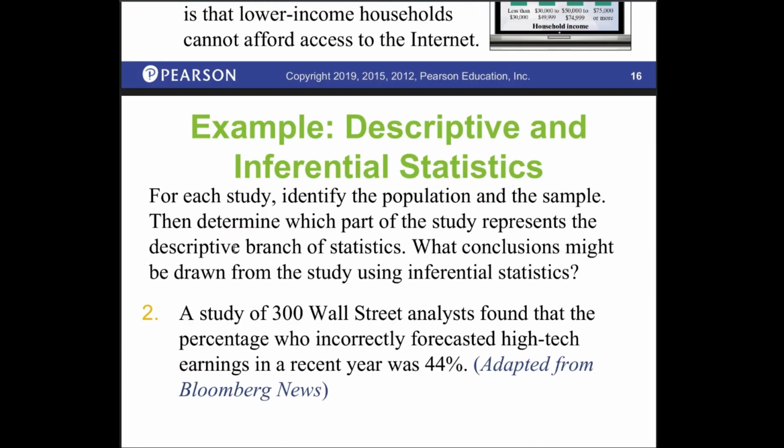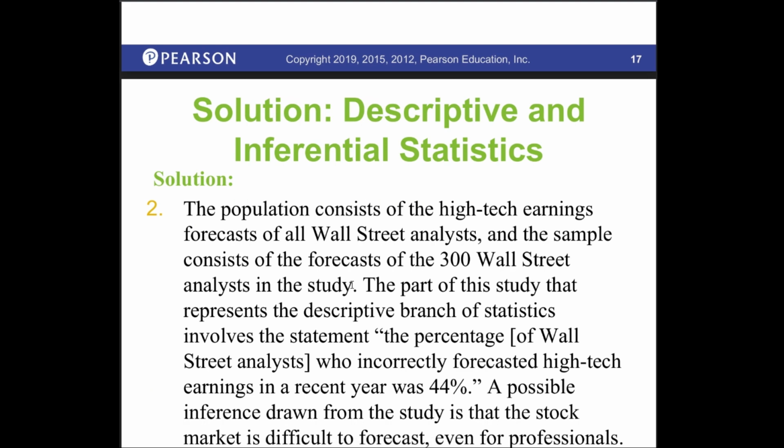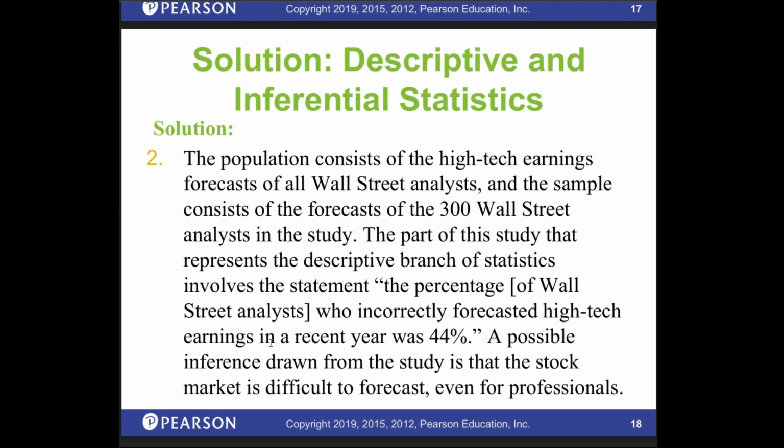Another example would be a study of 300 Wall Street analysts that found that the percentage who incorrectly forecasted high-tech earnings in a recent year was 44%. And the solution would be, the population consists of the high-tech earning forecasts of all Wall Street analysts, and the sample consists of the forecasts of the 300 Wall Street analysts in the study. The part of the study that represents the descriptive branch of statistics involves the statement: the percentage who incorrectly forecasted high-tech earnings in a recent year, which was 44%.